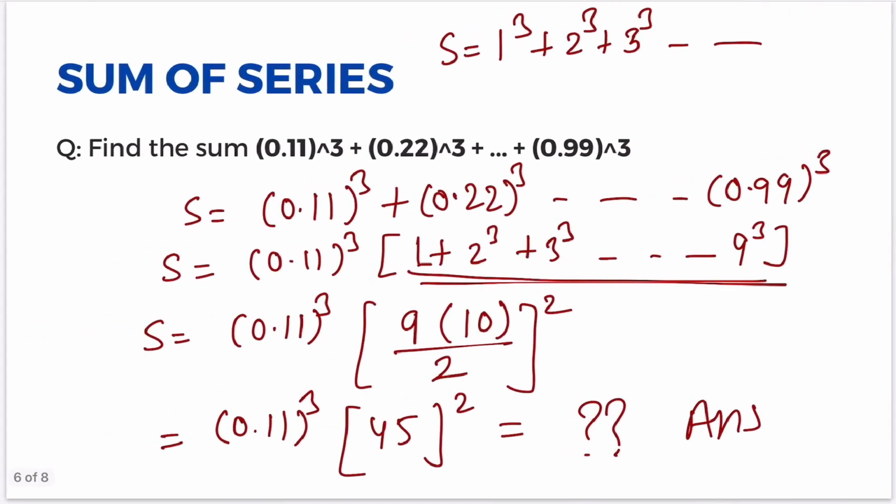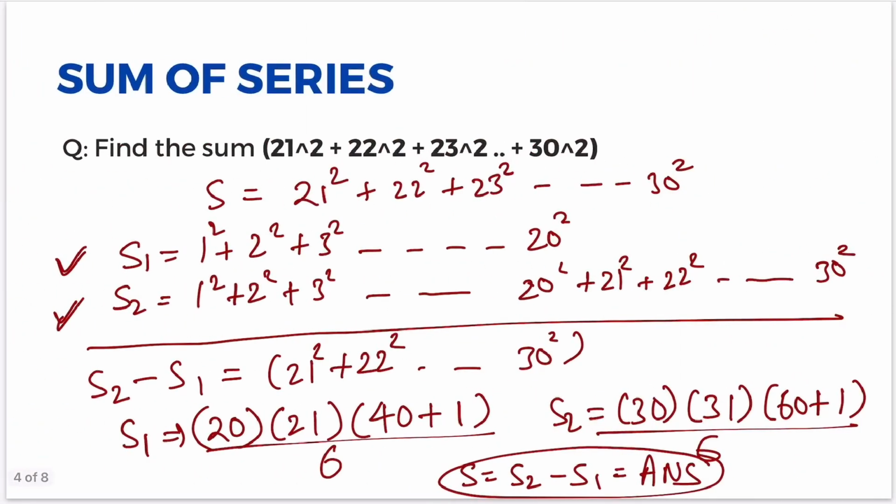So we see that using three formulas you can solve a lot of types of questions. This was not a direct application of the formula, but if you take out 0.11 common, you are left with a series which you know of. And if you don't know the formula, you cannot move ahead. Similarly in this question, 21 square, 22 square is asked, but we have used a formula which we know, and we use a little trick to find the answer.